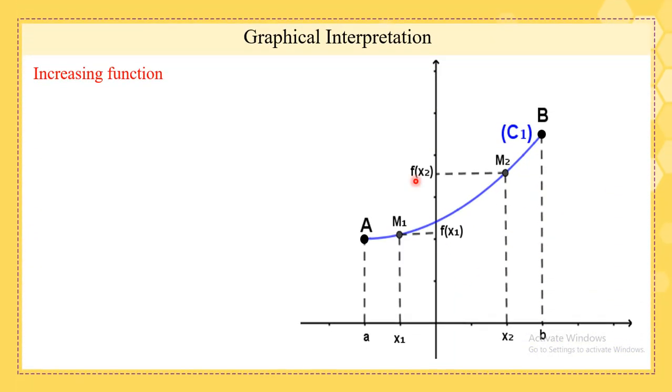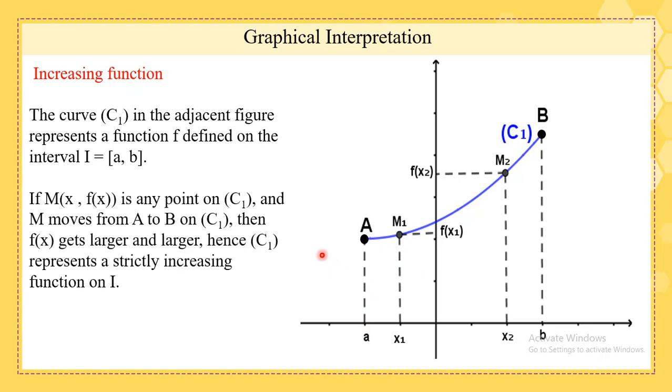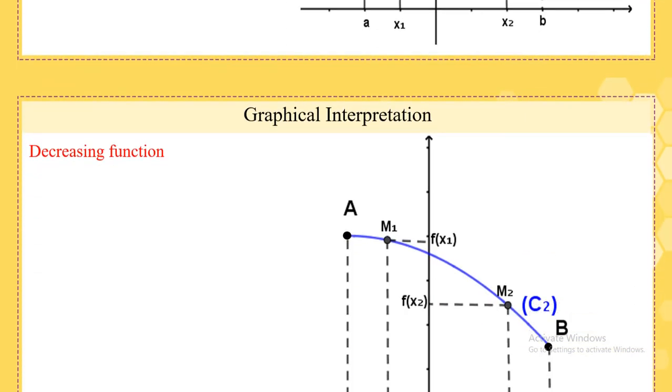Now an increasing function. This is an increasing function. The function increases while x moves from A to B. As you see, this is M1, this is x1 and f of x1. And this is M2, x2 and f of x2. As you see, when x1 is less than x2, f of x1 is less than f of x2. So the function is increasing.